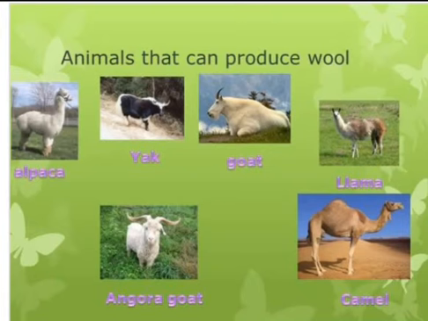Animals that can produce wool. In this picture you can see some animals that can produce wool. Wool is a natural fiber. So which animals can produce wool? Alpaca, yak, goat, llama, angora goat, camel. These are the animals which can produce wool. From their hairs, by processing their hairs, we can get wool.